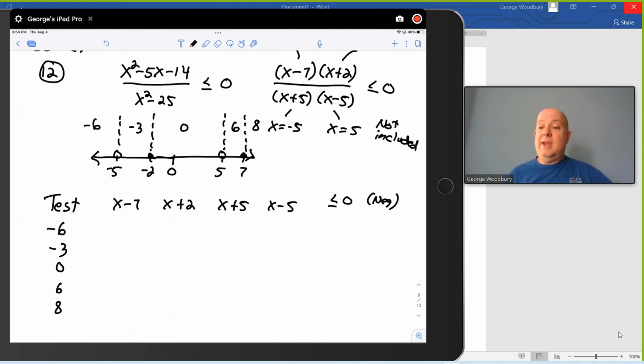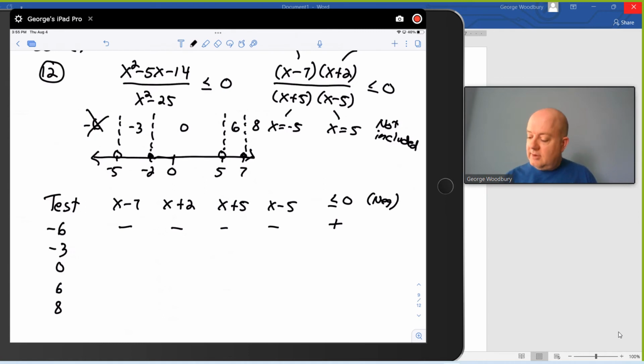All right, let's start at the top. Negative 6 minus 7, that's negative 13. Negative 6 plus 2, that's negative 4. Negative 6 plus 5 is negative 1, which is negative. Negative 6 minus 5 is negative 11. That's negative. So I've got 4 negative factors here. Pairing them up and canceling them out, this is going to be a positive result, not what I was looking for. So negative 6 is not a solution. That means that there's a good chance that negative 3 is a solution, because they often alternate, but it's not necessarily true. Let's check it out.